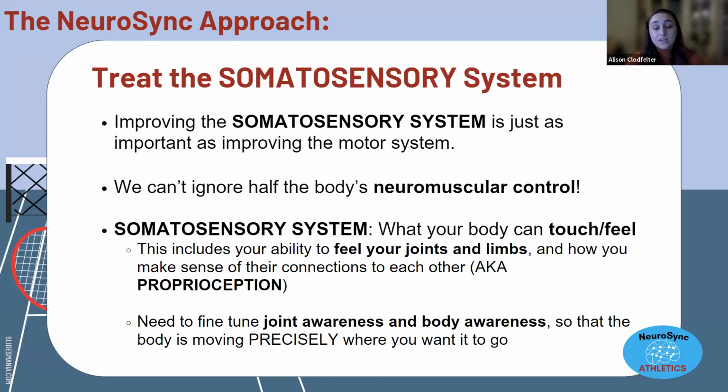Our somatosensory system is what our body can touch and feel. This includes our ability to feel our joints and limbs and how we make sense of their connections to each other, aka our proprioception. We need to fine-tune joint awareness and body awareness so that the body is moving precisely where we want it to go.